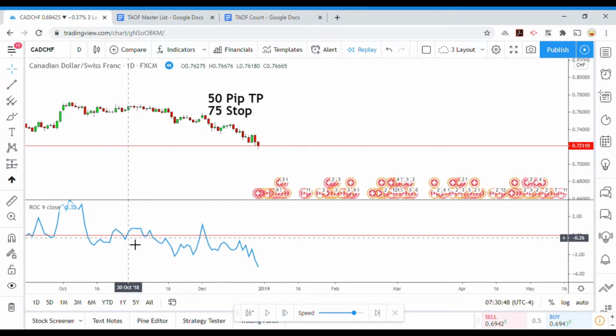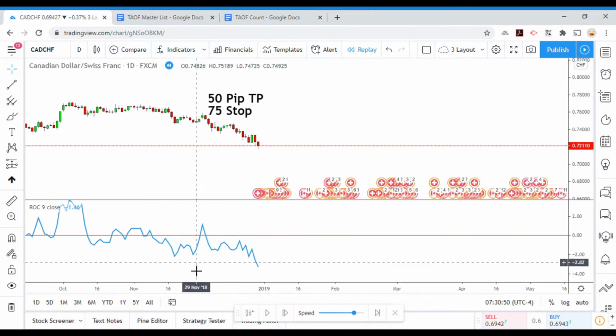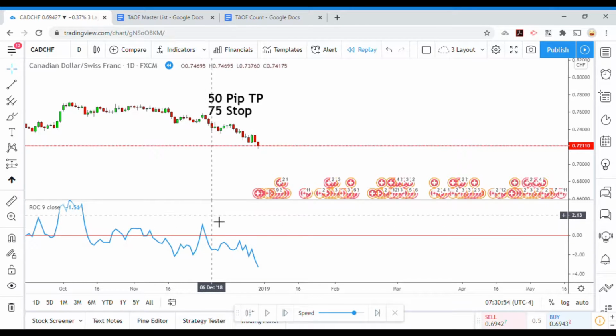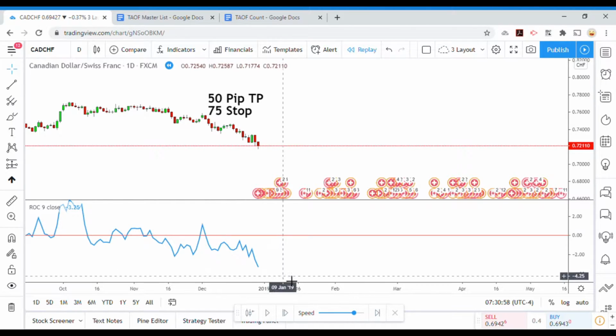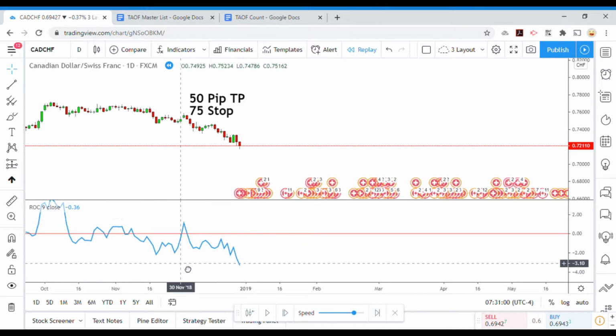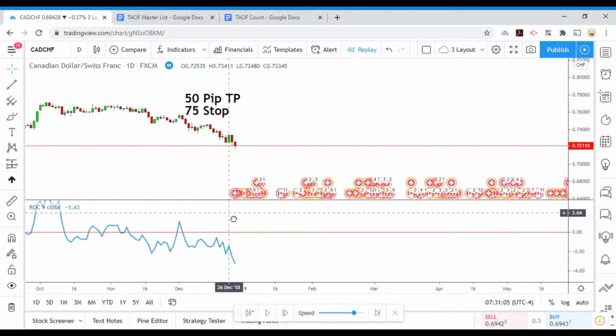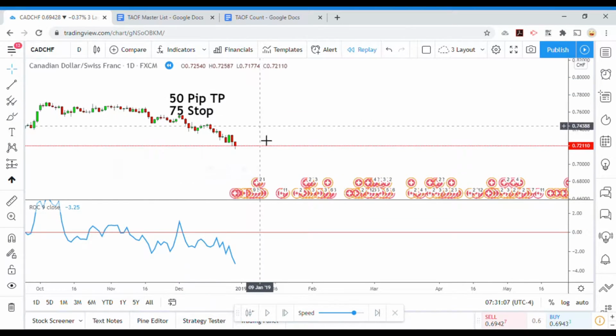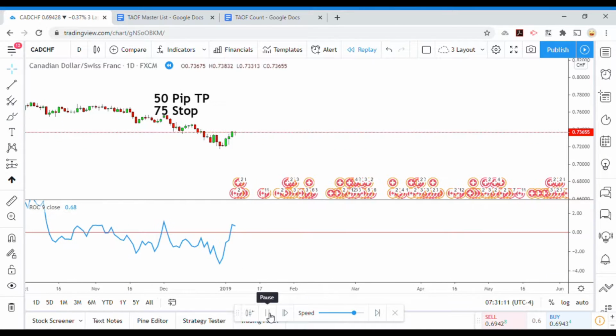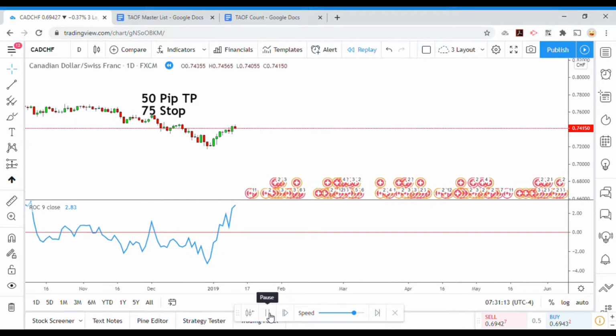So like most zero line crosses, when the oscillator or the indicator line crosses up above zero, that is an indicator to go long. When it crosses down below, that is a signal to go short. And that is how we are going to test this indicator today. So let's get on with the testing.